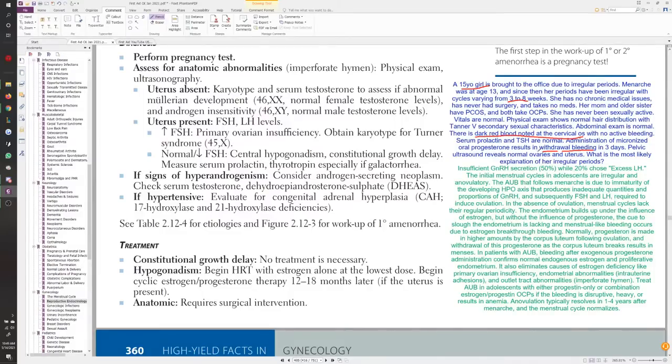Once you do the progesterone withdrawal test and they do bleed, that means everything was working and you just need a progesterone. That's it. When you do a progesterone withdrawal bleed test and there's no bleeding, then there's a lot of things that could be there because something is not allowing you to make estrogen, and you need to pick one of those answer choices. Treat abnormal uterine bleeding in adolescents with either progestin only or combination estrogen progestin oral contraceptives if the bleeding is disruptive, heavy, or results in anemia. Ovulation typically resolves in 1 to 4 years after menarche, and the menstrual cycle normalizes.